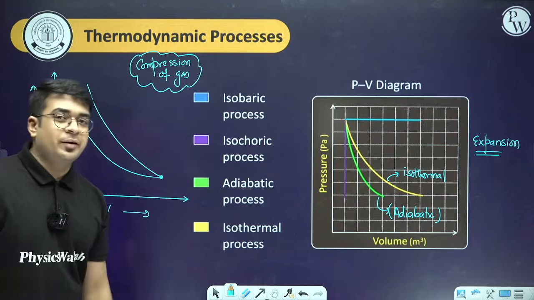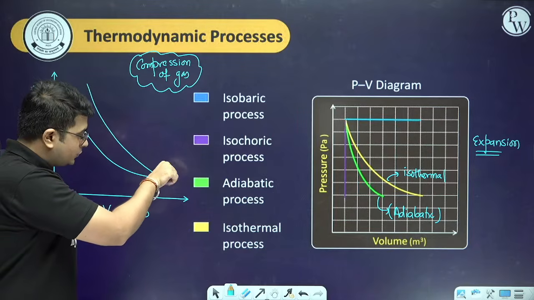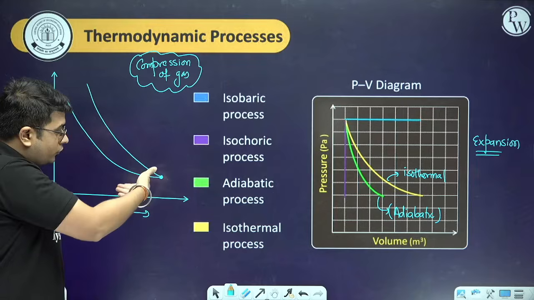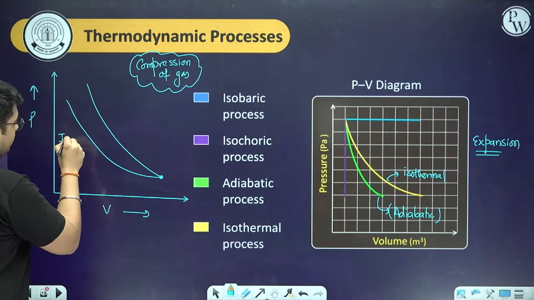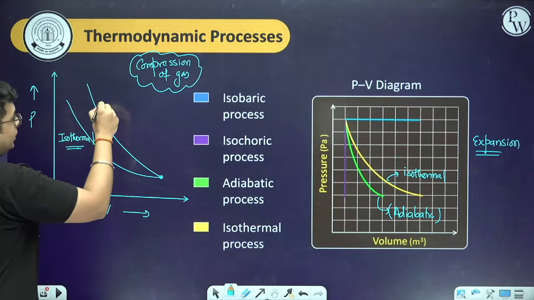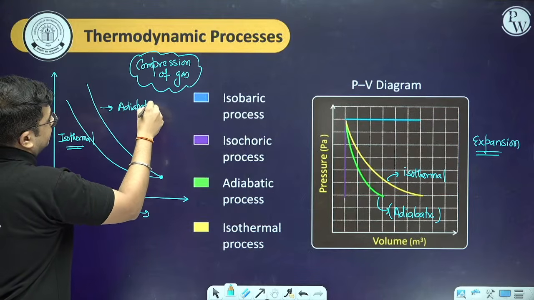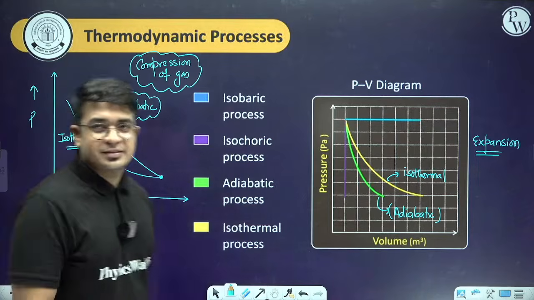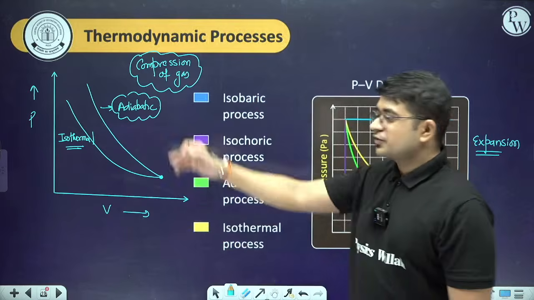Sir, how to determine which process is adiabatic and which process is isothermal? Same trick. Just put your thumb on the origin part and move clockwise. Whatever comes first is your isothermal. This is your isothermal and this one will be adiabatic. I hope this entire part is clear to everyone. This is the meaning of the entire process. So I hope the chances of confusion are very less.